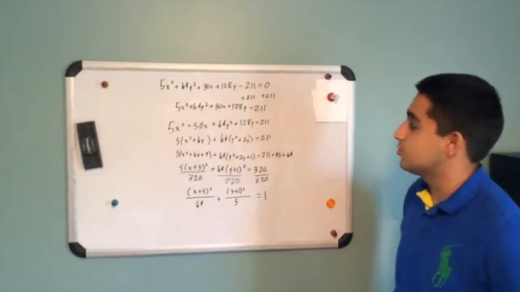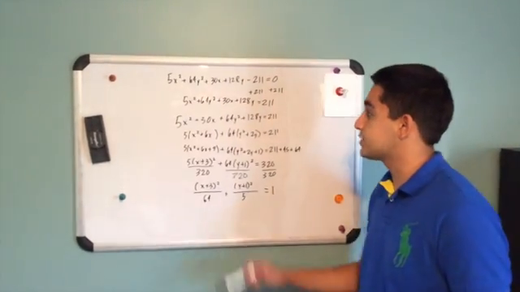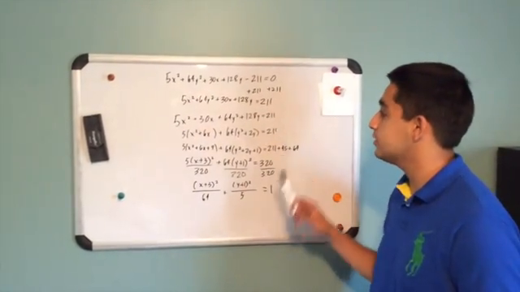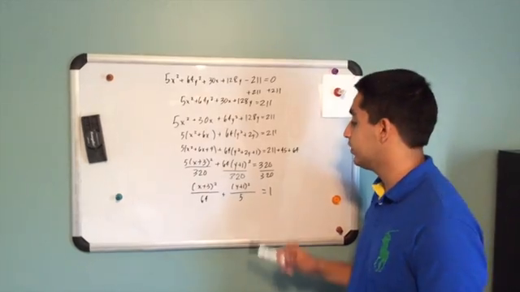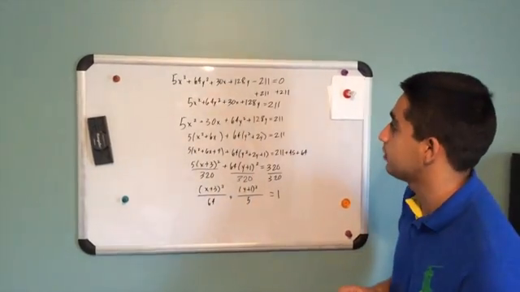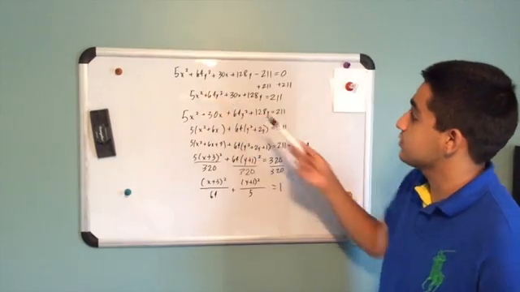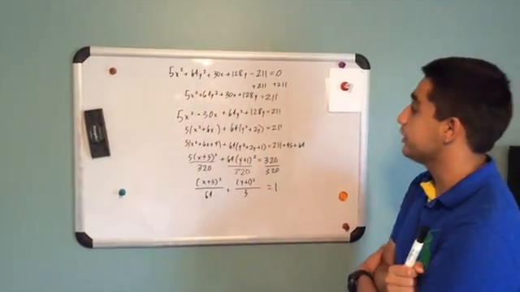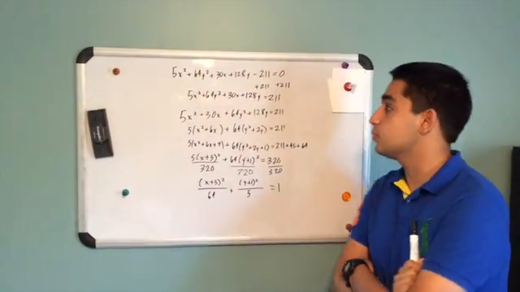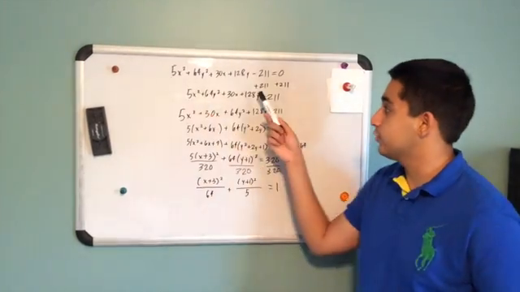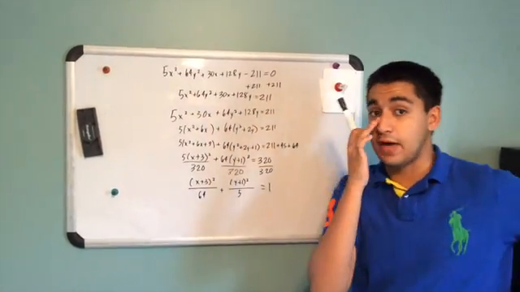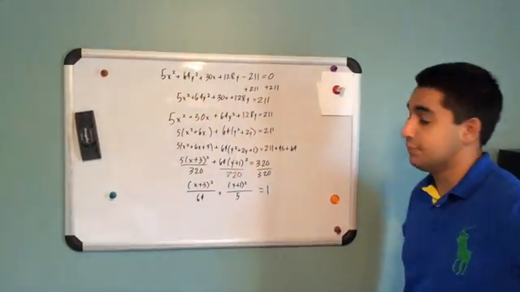Hey, Mr. Roach. So we're doing number 2. We have an expanded form of an ellipse equation, and we're going to convert that into standard form using the completing the square method. So right now I have 5x squared plus 64y squared plus 30x plus 128y minus 211 equals 0. I got this expanded form of an ellipse equation off of algebra.com. You can look it up.